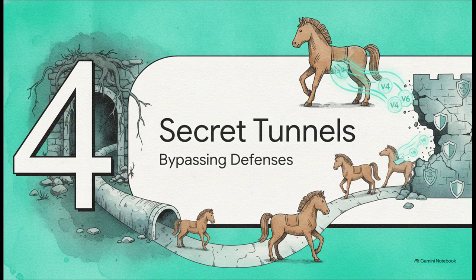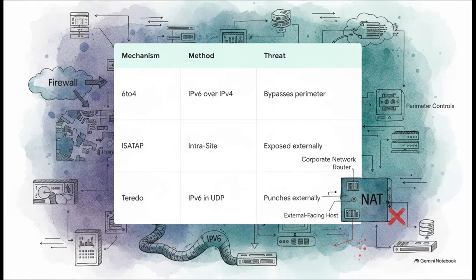Moving right along to Section 4, Secret Tunnels. Let's see how these bypass your defenses. Back when we were transitioning from IPv4 to IPv6, all these tunneling mechanisms were built to act as helpful little bridges. Today, they are basically Trojan horses. Let's look at 3 of them.